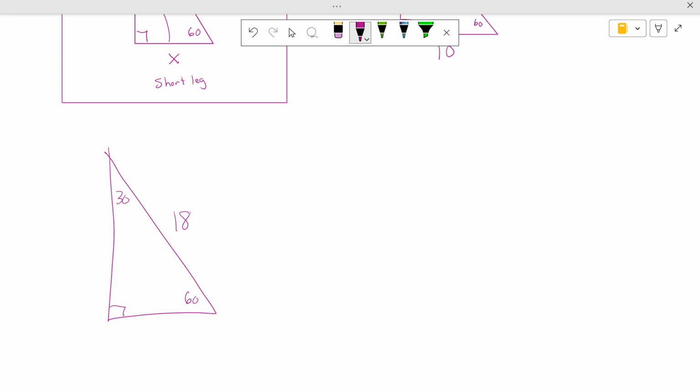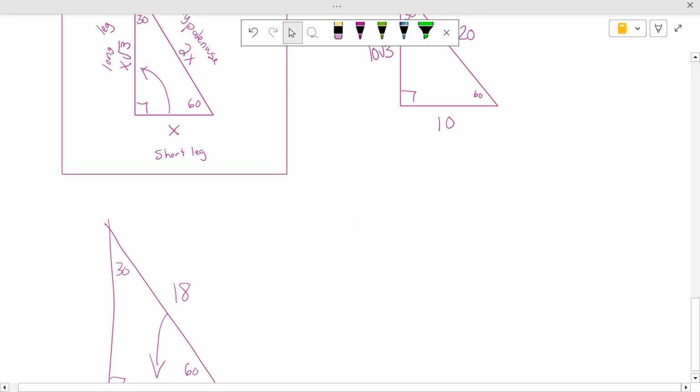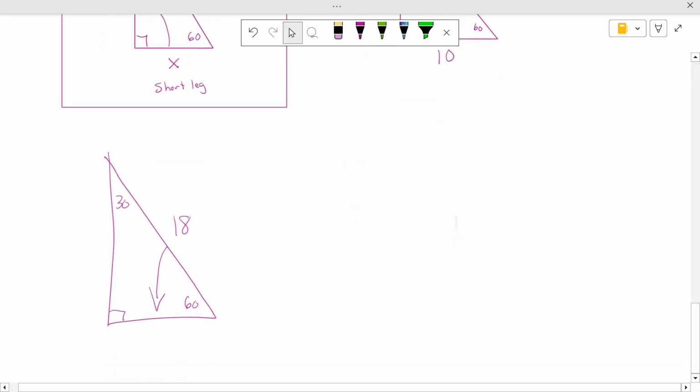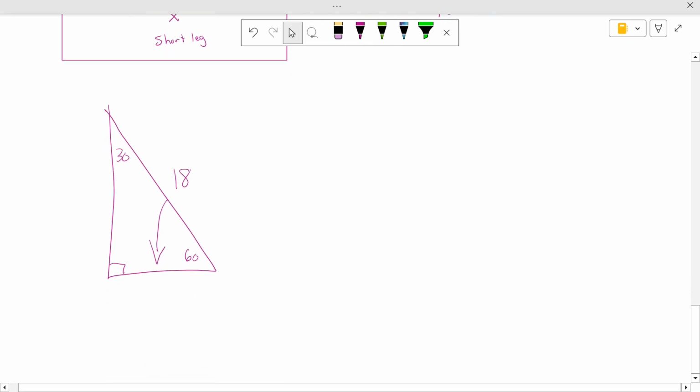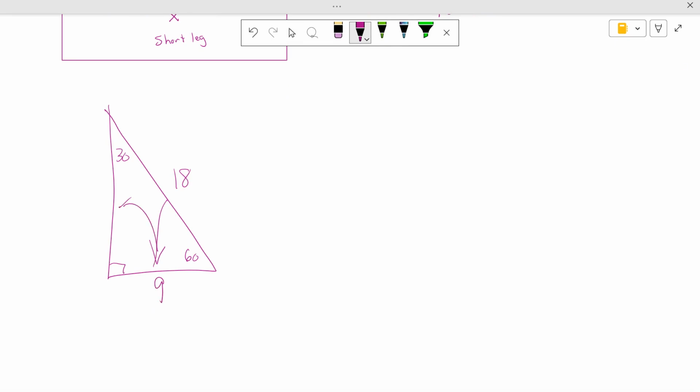When you're given the hypotenuse or the long leg, you have to find the short leg first. How long is the short leg compared to the hypotenuse? Well, the hypotenuse is 2x and the short leg is x. The short leg is half the hypotenuse. How long is the short leg here? 9. Once you find the short leg, it's easy to get to the long leg. Just multiply by the square root of 3. So 9 square root of 3, 18.